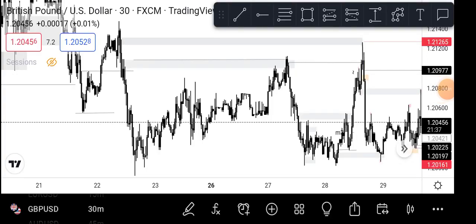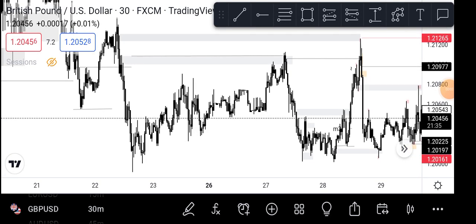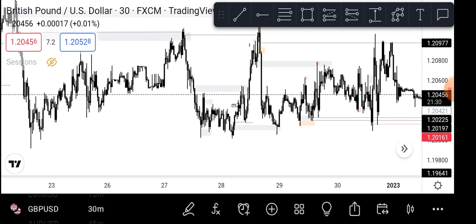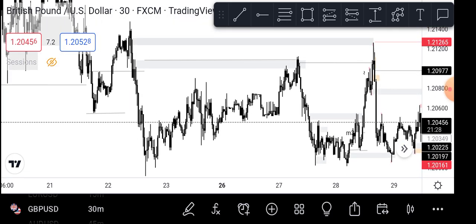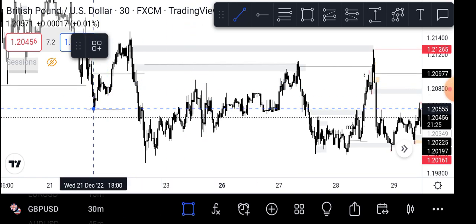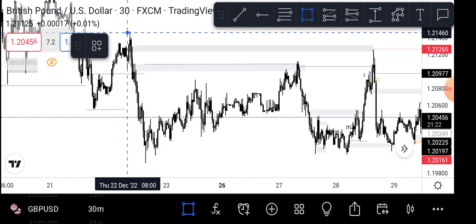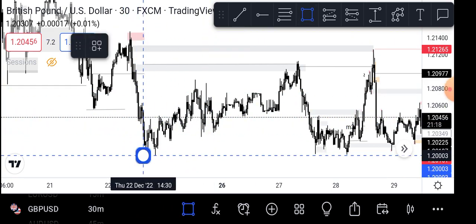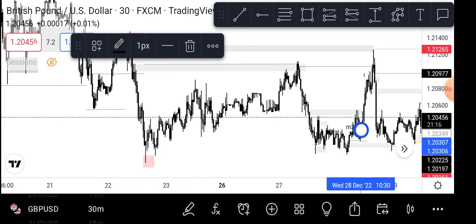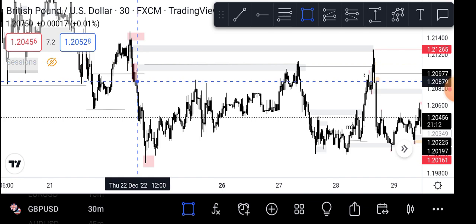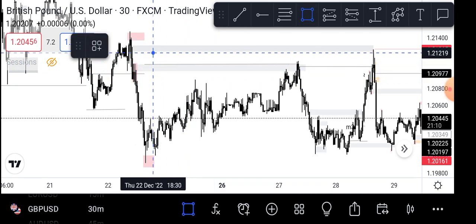Guys, quickly, a case study on GBPUSD last week. So you can see the leg. From this leg, then the break of structure. You can see the zone that broke structure, and also another zone right here.